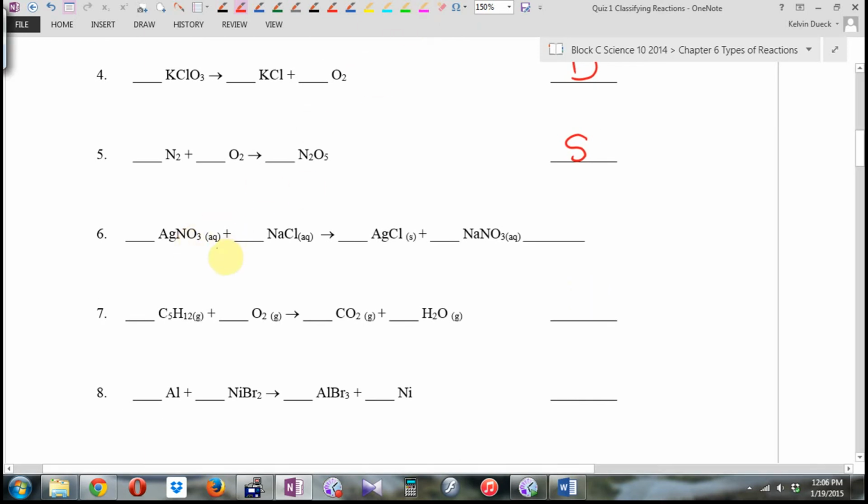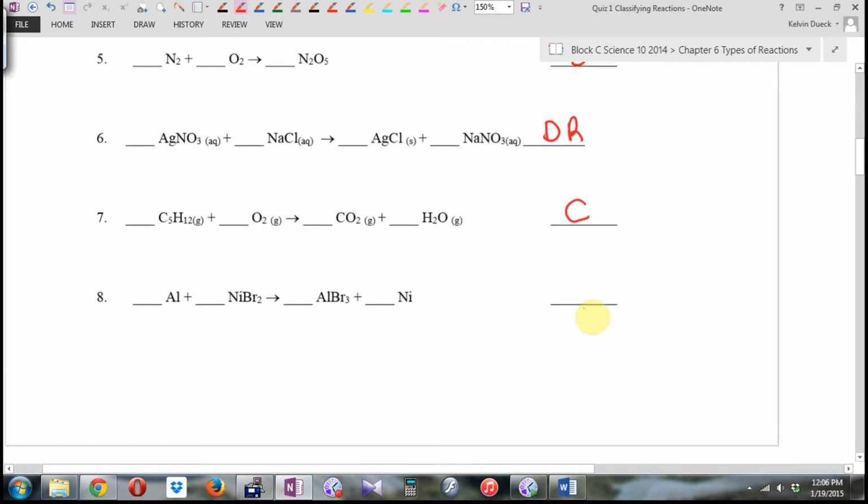Let's see here. You know what? This is a double replacement, I think. I see two things plus two things, and I see stuff swapping partners. C's and O's, you know what? This is a combustion. Next one, single thing, two things, and the aluminum is bumping out the nickel. This is a single replacement. This is a single replacement.